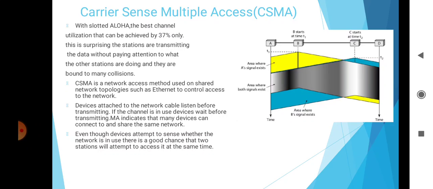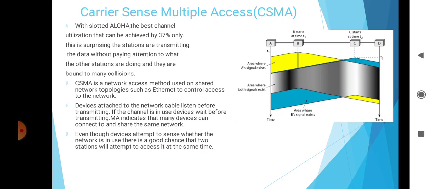Here, in a LAN, it is possible for stations to detect what other stations are doing and adapt their behavior accordingly. And this network can achieve a much better utilization than slotted ALOHA. To minimize the chance of collision and increase the performance, the CSMA method was developed. The chance of collision can be reduced if the station senses the medium before trying to use it. And the protocols in which the stations listen for the carrier and act accordingly are called carrier sense protocols.